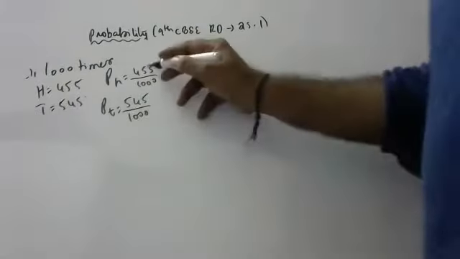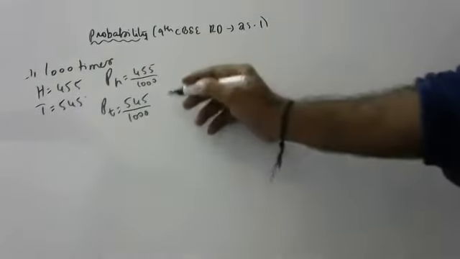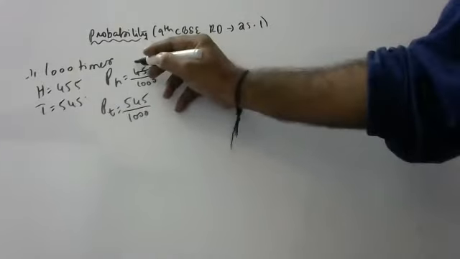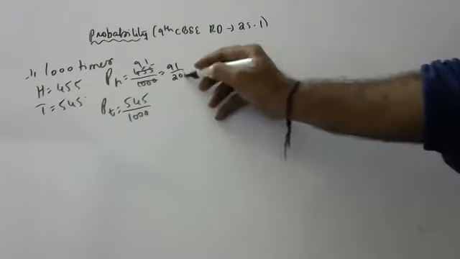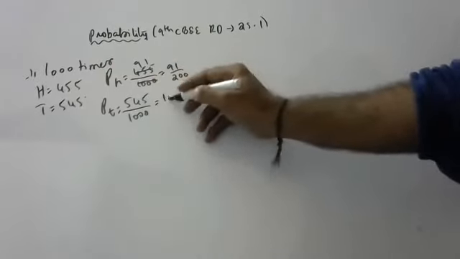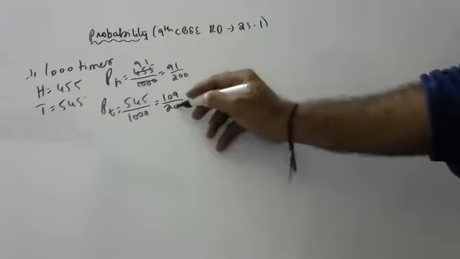You have to simplify, children. You should not keep it as a fraction. It's always better if you simplify. 5 nines are 45, 5 ones are 5. So 91 by 200. And this also, 109 by 200.